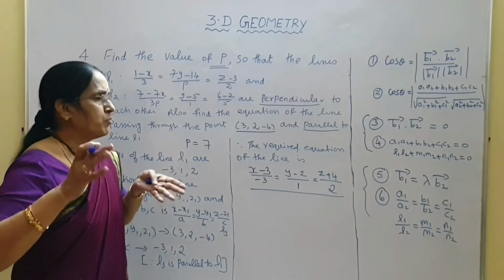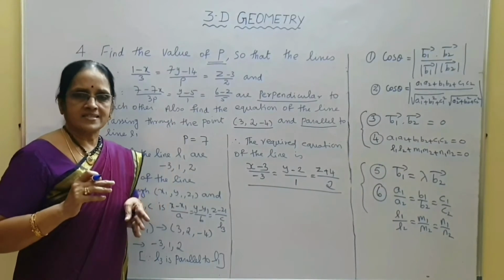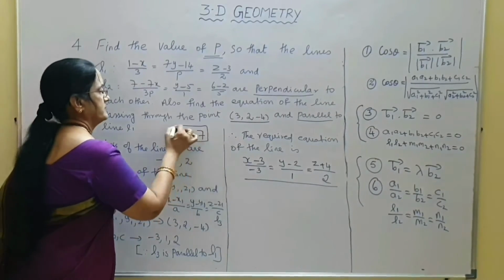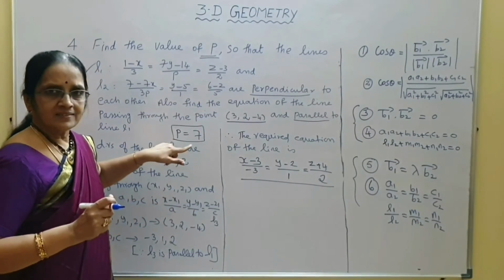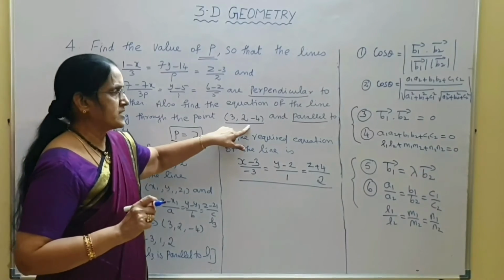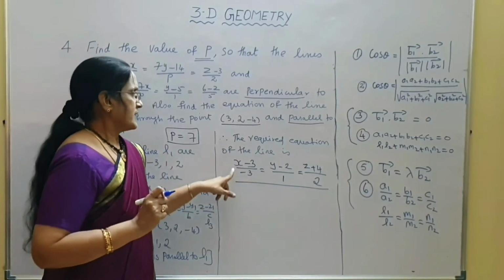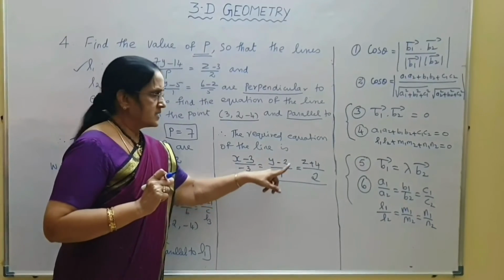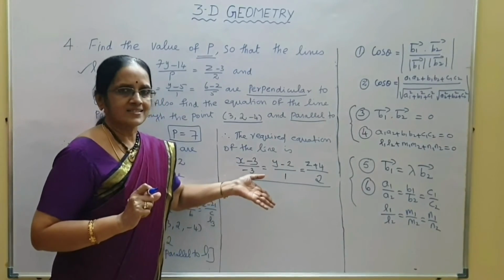Now you answered both the parts of the given question. You need to conclude your answer stating that the value of P is 7. Then the equation of the line passing through 3, 2, minus 4 and parallel to L1 is x minus 3 by minus 3 is equal to y minus 2 by 1 is equal to z plus 4 by 2. So that will be your final answer.